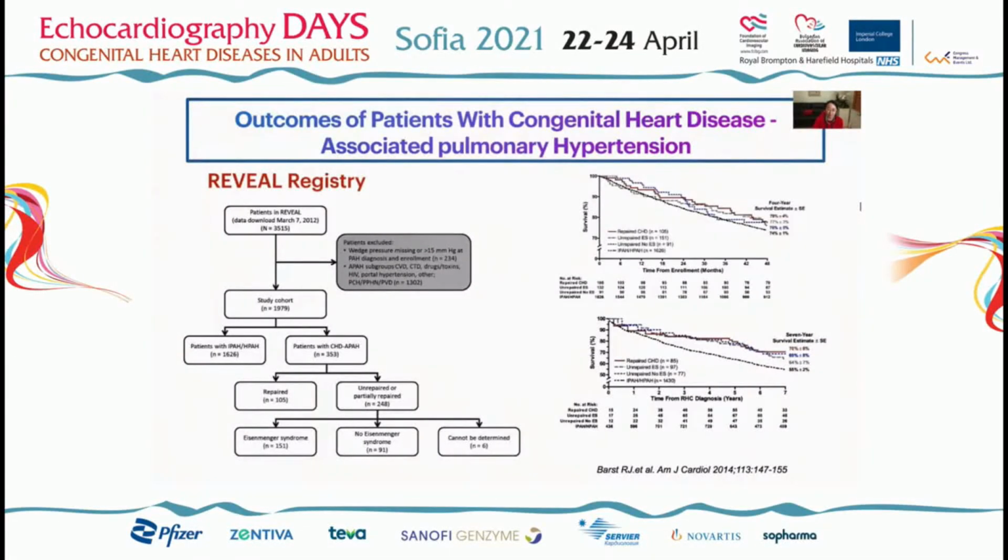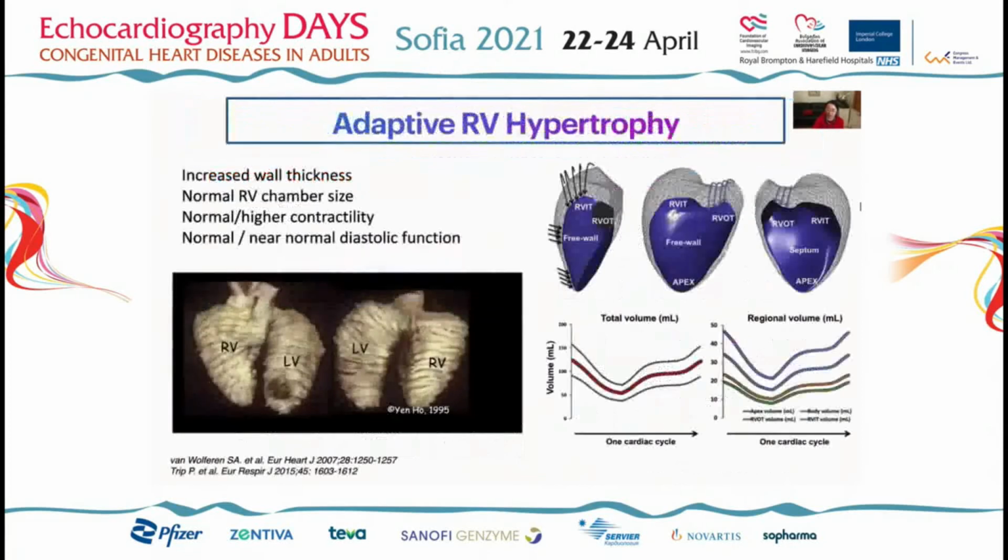But when we look at patients with congenital heart disease with pulmonary hypertension compared with idiopathic or hereditary PAH, we find there are significant differences, especially in terms of survival, even with the help of advanced treatment. This is a contemporary study from the REVEAL registry. After 7 years, the difference between the idiopathic and congenital groups still exists. Eisenmenger and congenital patients had better survival compared with idiopathic.